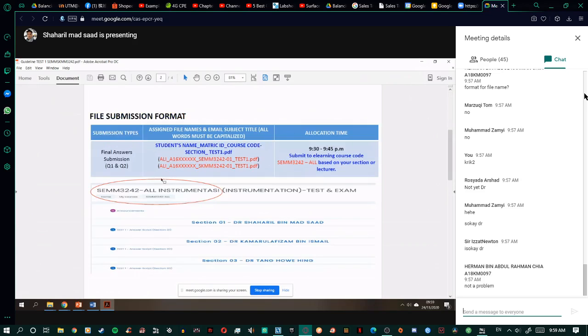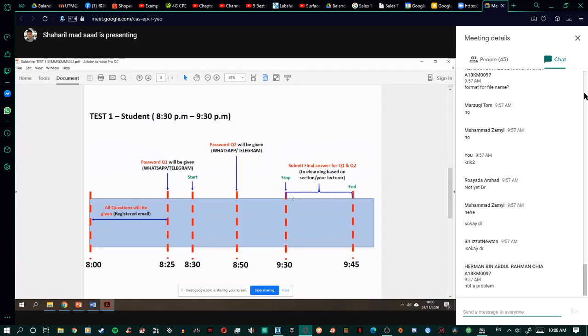So this is the file format. Put your name, your matric number, and your code, whether SKMM or SMM, then your section, and this is your test 1. Just put test 1 if you have a single file. If you have both files, I hope you can combine them and convert them into PDF.